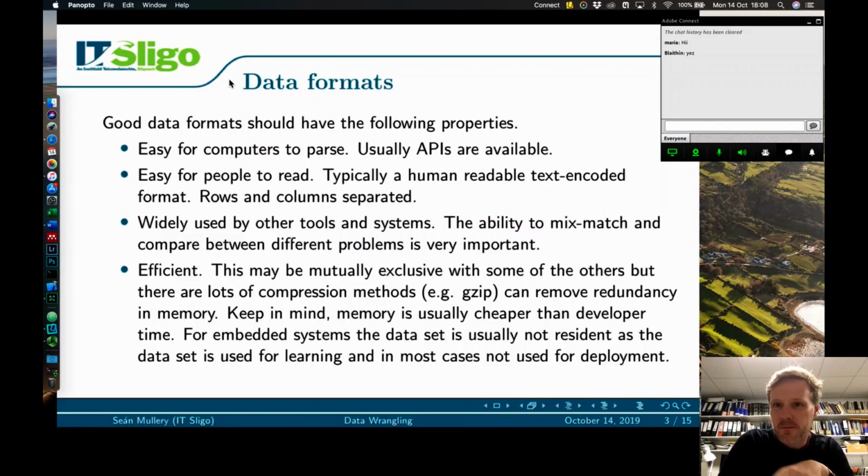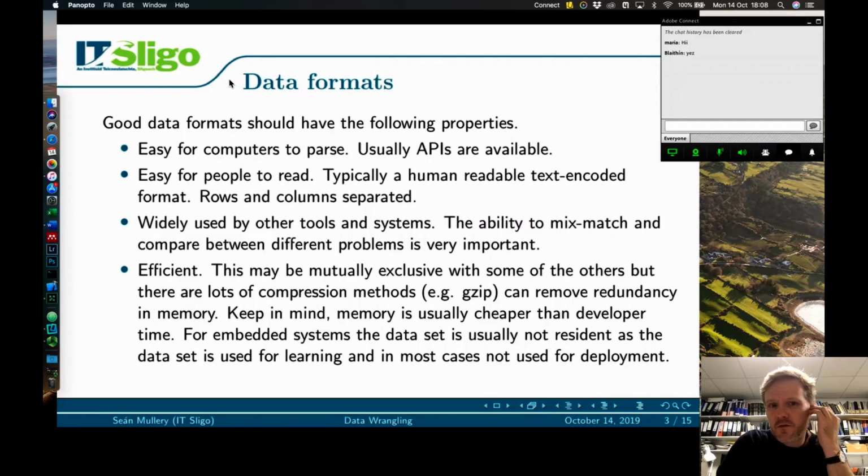So for example, gzip is one method where you can zip or compress your data and then unzip it when it's ready to be used. So that can remove redundancies within the memory system that may come up with making it easy to read and easy to parse and so on. Keep in mind, memory is usually cheaper than developer time.